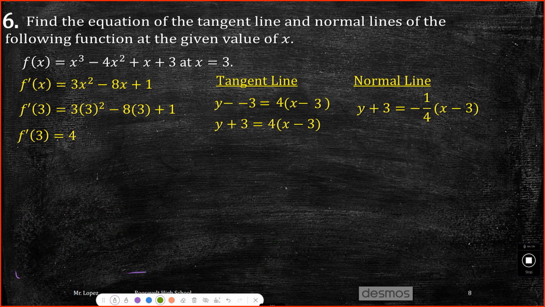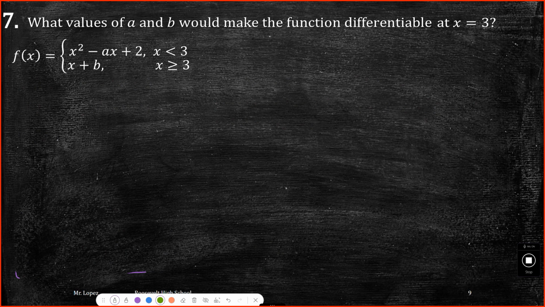All right, next. Here we go, number 7. We might finish with this one today here. What values of a and b would make the function differentiable at x equal to 3?